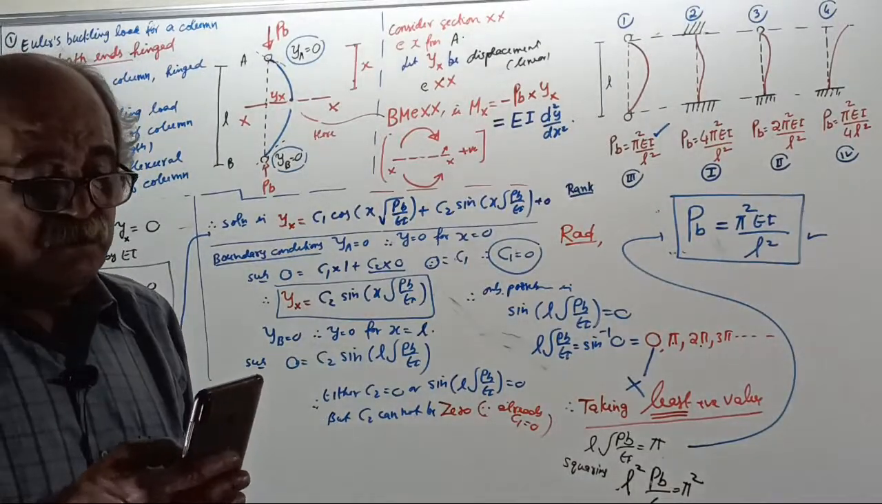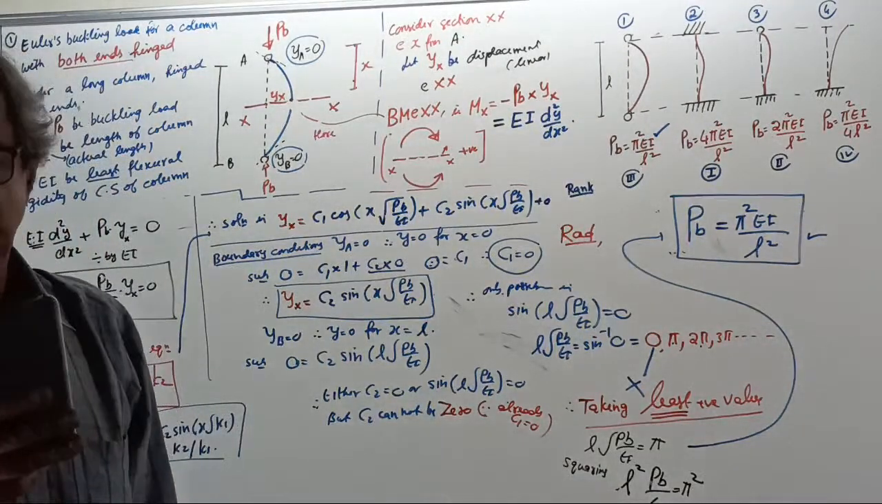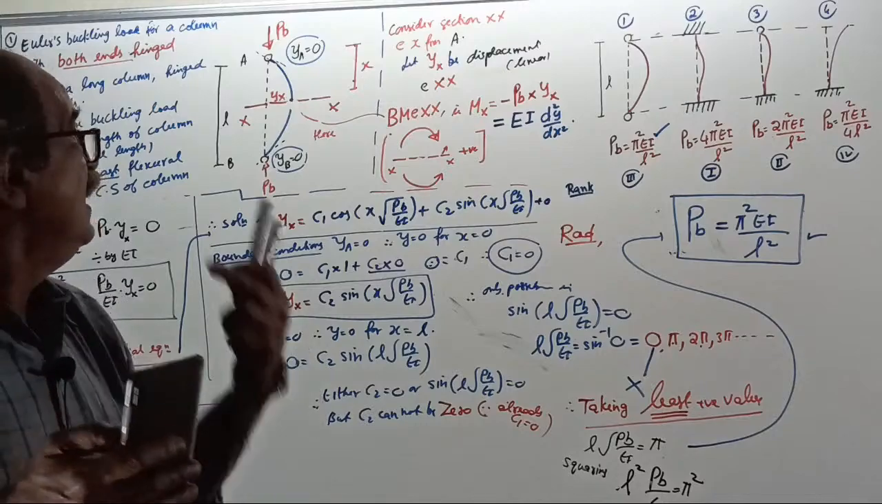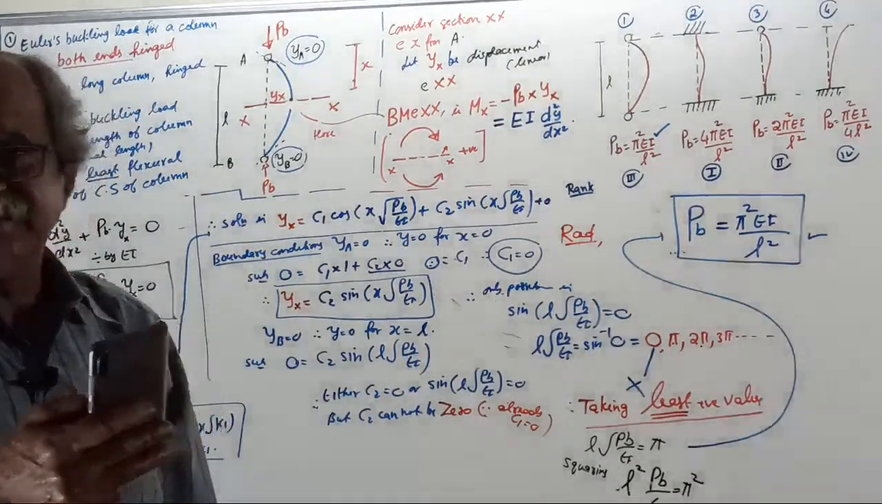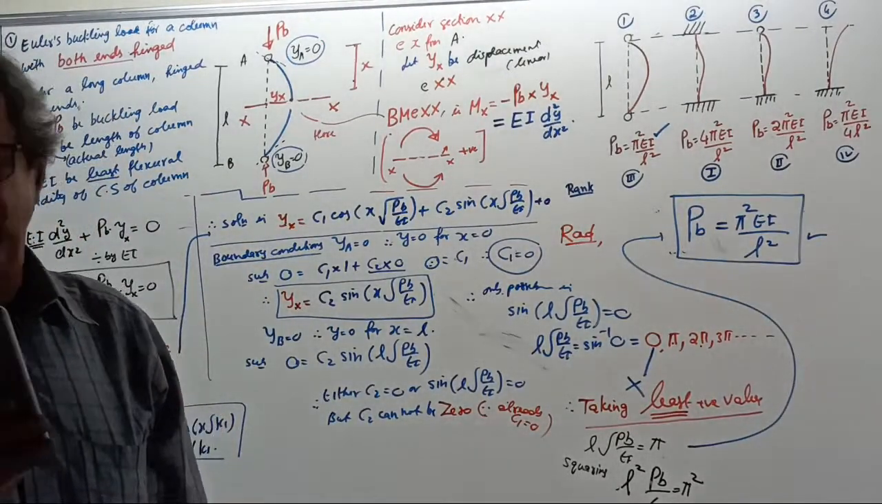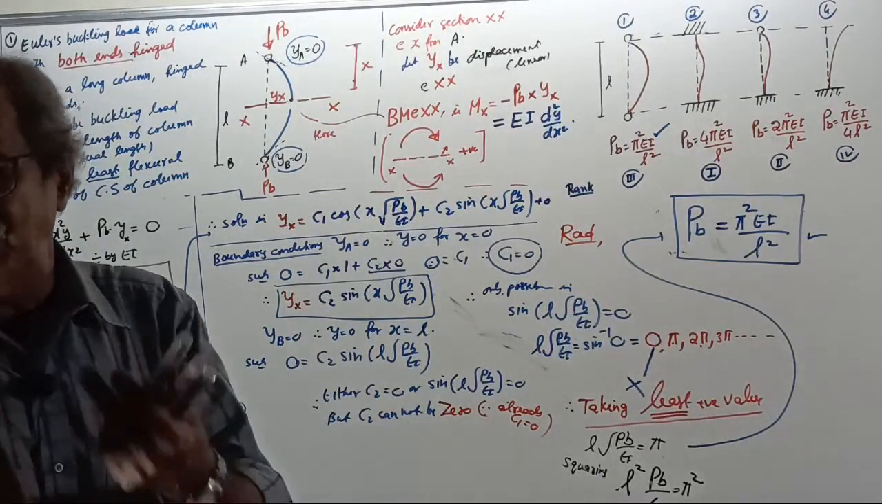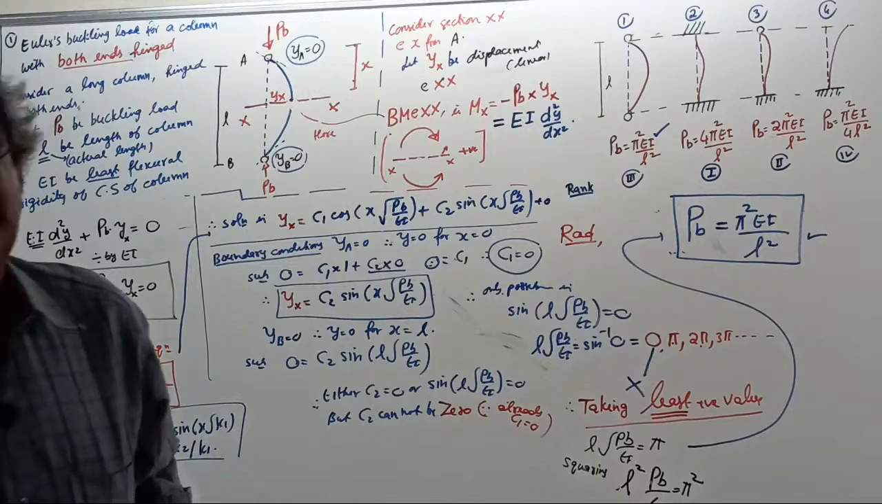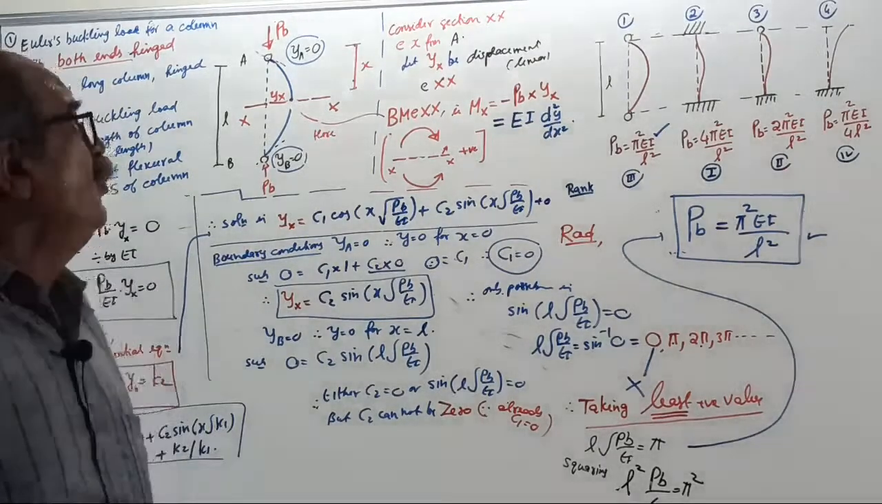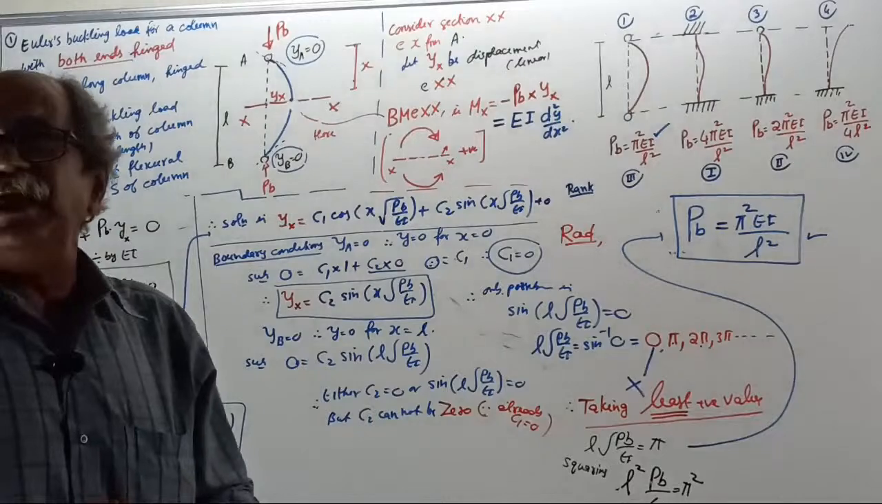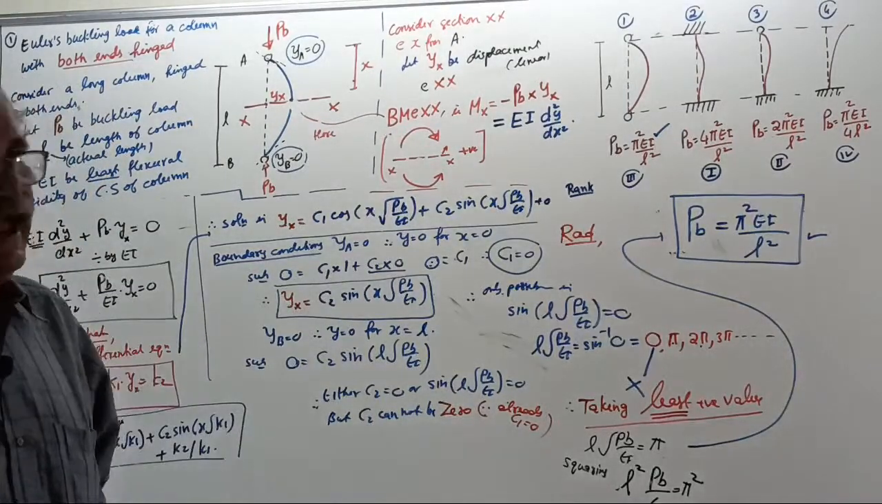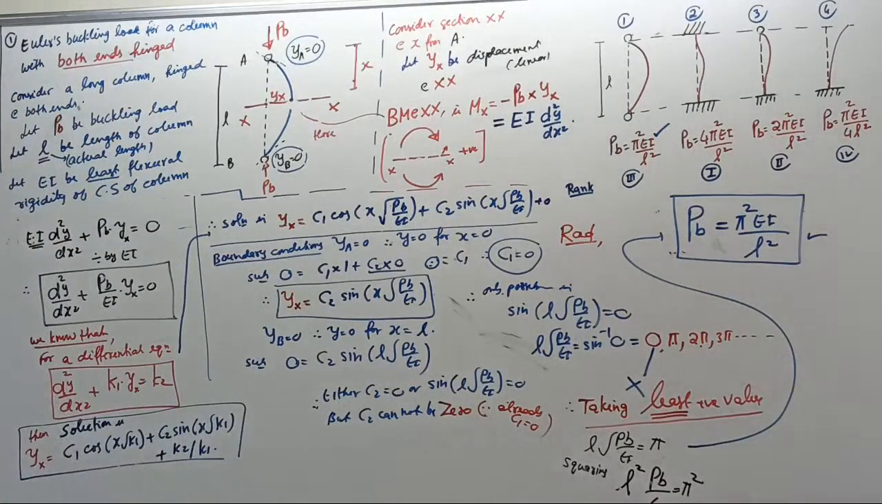Clear? Buckling load for a column with both ends pinned. Fully clear? Go through it again and again and study. Furthermore, I can't explain because this class is permanently there. You can go through it any number of times. If it is a Zoom class, it will be deleted later, but here it is a YouTube class, so it will be there permanently. Any day you have a doubt, you can go through the class.